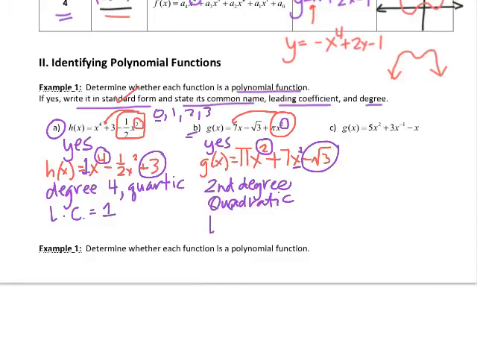And the leading coefficient, once you get it in the correct form, the standard form, the leading coefficient here is pi. So the leading coefficient just means the number in front of the very first term.